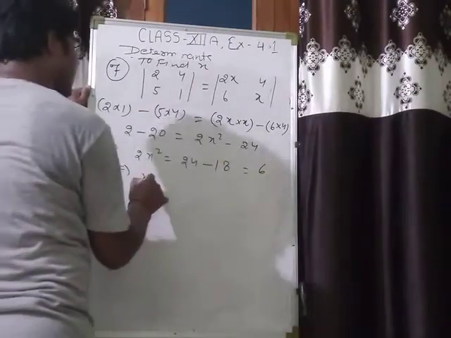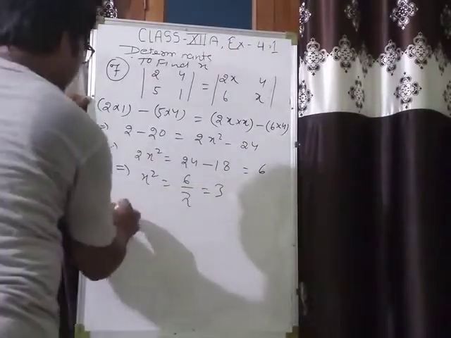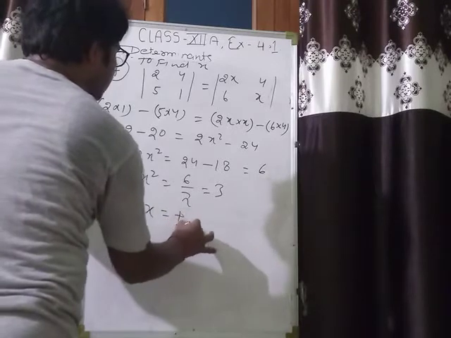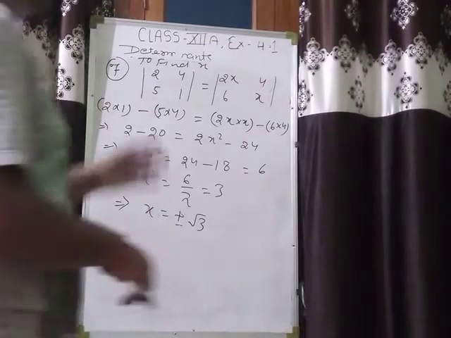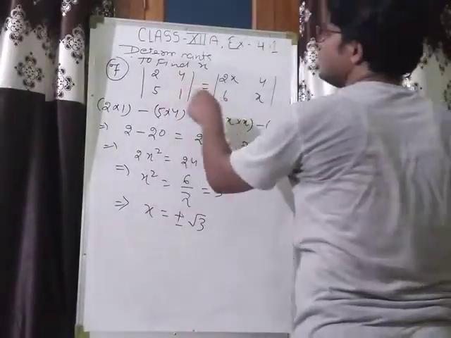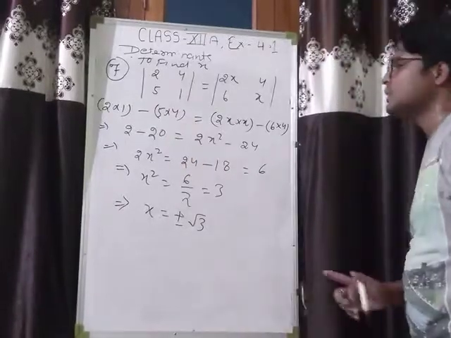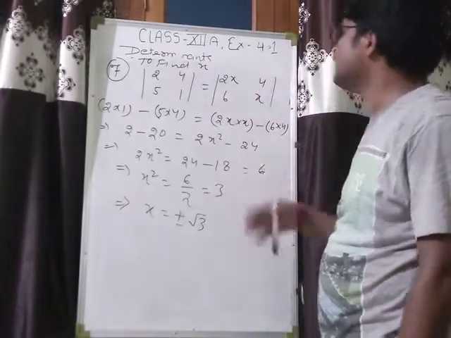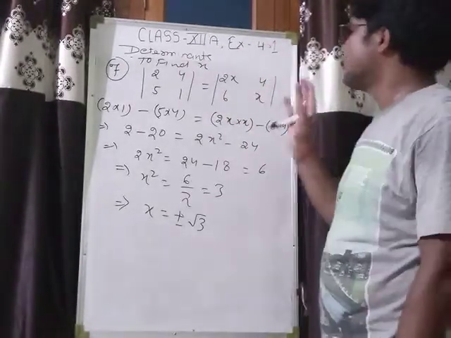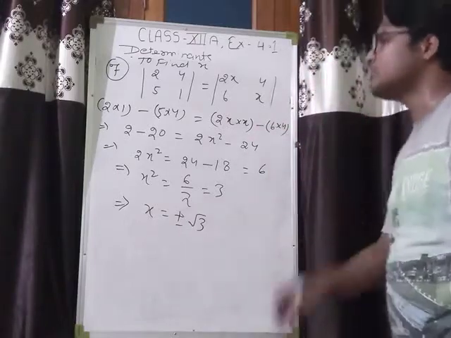So from here x square is equal to 6 divided by 2, that is 3. So x is what? X is plus minus square root of 3. So x is plus minus square root of 3. You can check this is correct or not. That is 2 1 are 2, minus 5 4 are 20. So 2 minus 20 is minus 18, and this one is 2x square minus 24. Transfer 24 to right side. So 24 minus 18, that is plus 6. So x square will be plus 3, then x is plus minus root 3. Is it? It is correct.